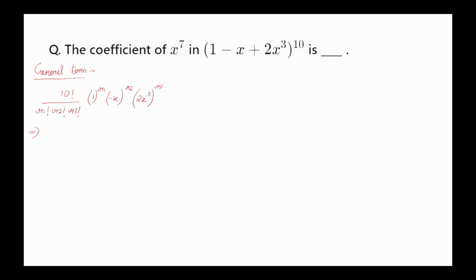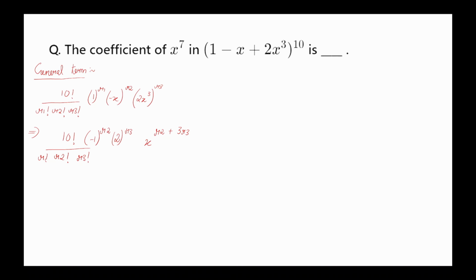Now, if I try to simplify this, if I try to take all the x powers together so that I can find out what my x to the power 7 is going to be, how can this be written? This would become 10 factorial upon r1 factorial, r2 factorial, r3 factorial. This would remain as it is. 1 to the power r1 can simply be removed. We would have minus 1 to the power r2, and we would have 2 to the power r3. And what would be my x left out, it would become r2 plus 3r3. This is what I'm going to have.